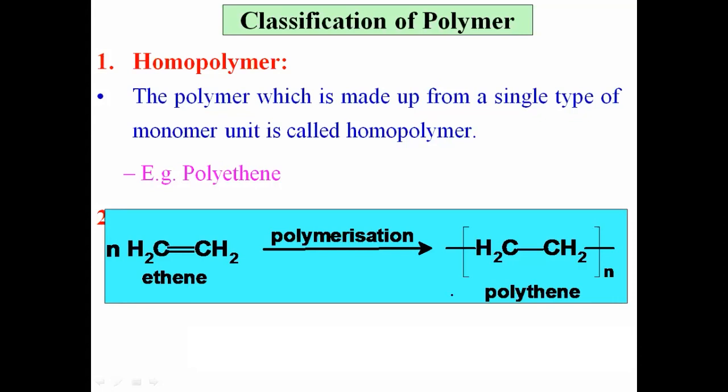Okay, now how is that polythene prepared? It is prepared by using a single type of monomer. Single type of monomer, and therefore it is called homopolymer. If a polymer is prepared by using a single type of monomer, then it is called homopolymer.